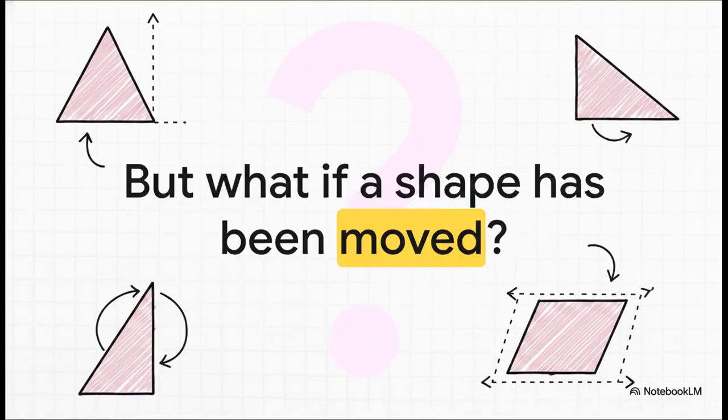But this brings up a really interesting question. What happens if you move the shape? I mean, what if you flip it over, or spin it around, or just slide it across the page? Is it still the same shape? Of course it is, right? This is where we get into three special moves in geometry that are called transformations.